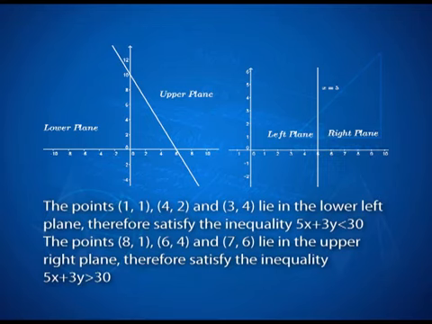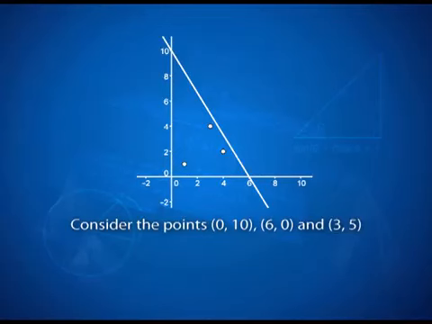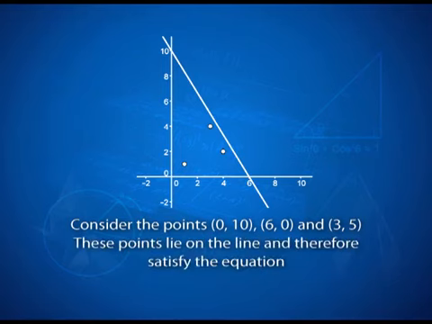The points (8, 1), (6, 4) and (7, 6) lie in the upper half of the plane and therefore satisfy the inequality 5x plus 3y is greater than 30. Now consider the points (0, 10), (6, 0) and (3, 5). These points lie on the line and therefore satisfy the equation 5x plus 3y is equal to 30.